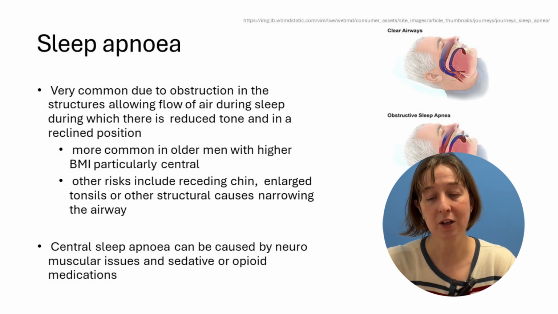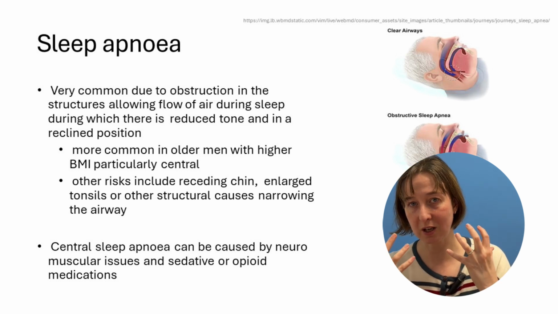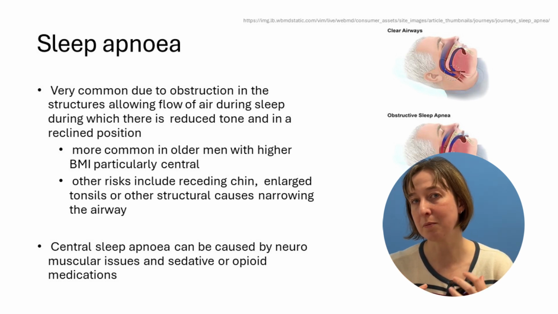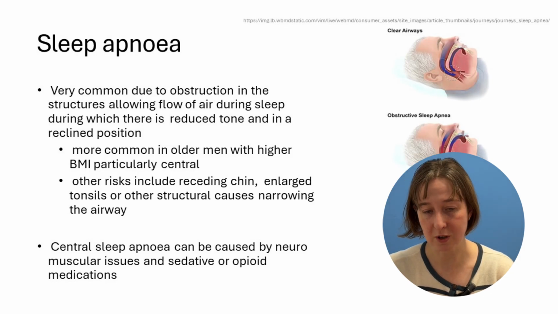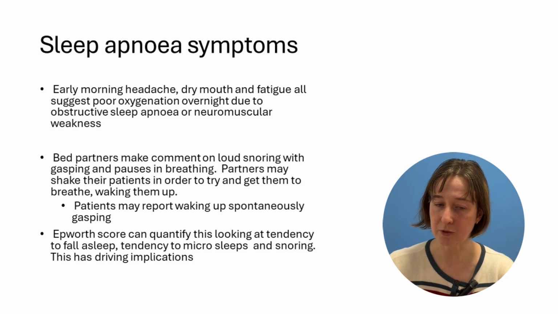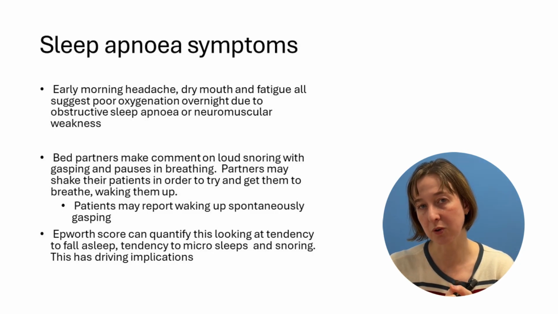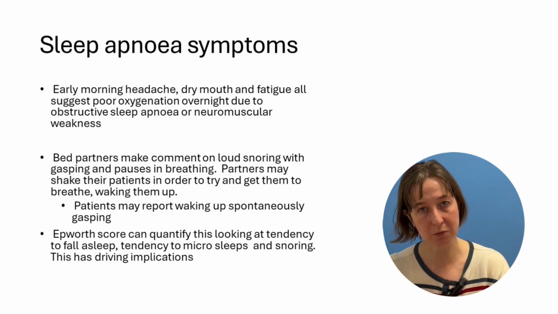So if you have a large man that snores with a thick neck, who snores a lot, who's then put on a lot of opioids, who puts on weight because of the opioids, he's going to have much worse breathing overnight. And the symptoms you get from that: early morning headache, dry mouth, fatigue, that suggests poor oxygenation overnight, which could be obstructive, could be central.